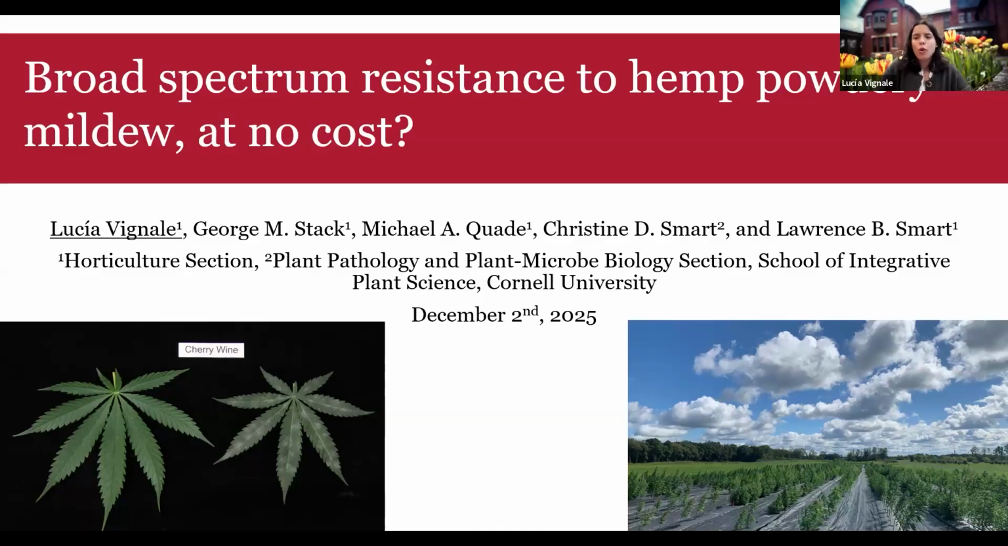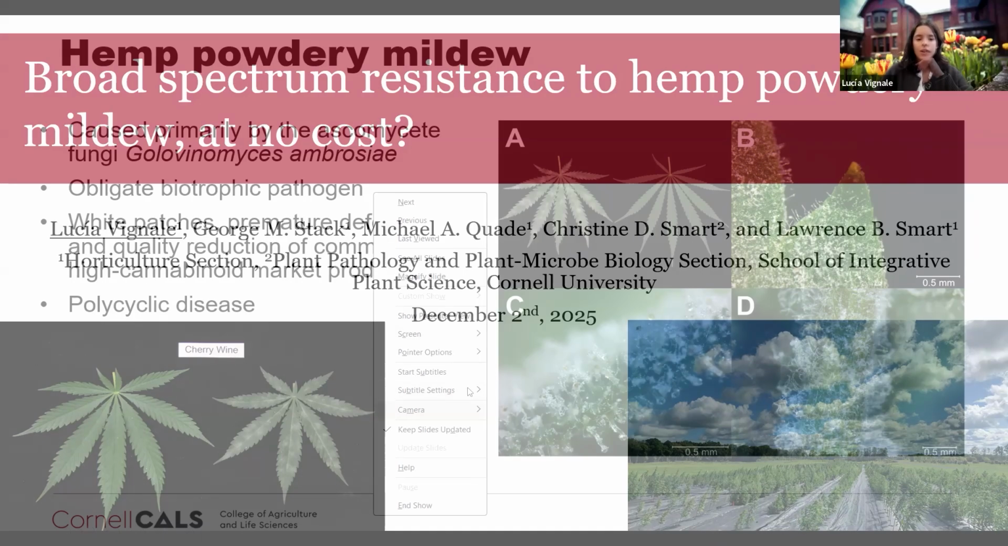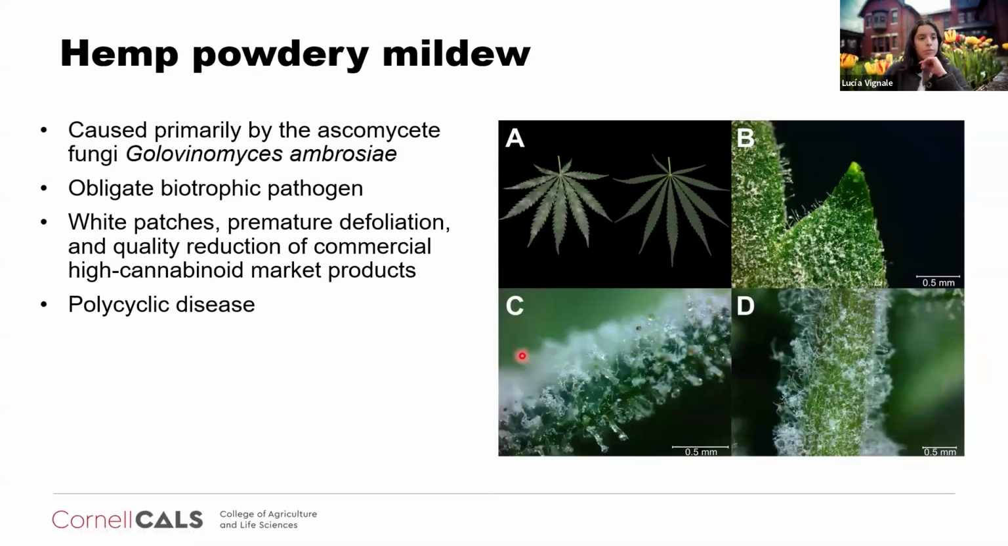So we've heard about hemp before, but I'm going to introduce the disease, which is hemp powdery mildew. It's primarily caused by an ascomycete fungus, which is called Golovinomyces ambrosiae. Important here is that it's an obligate biotrophic fungus, and that means that it grows on tissue that is alive.